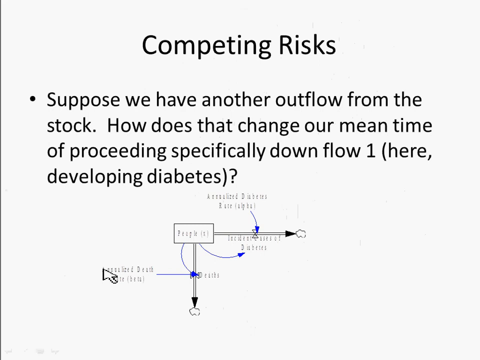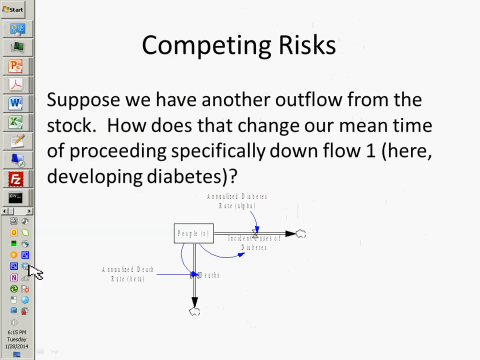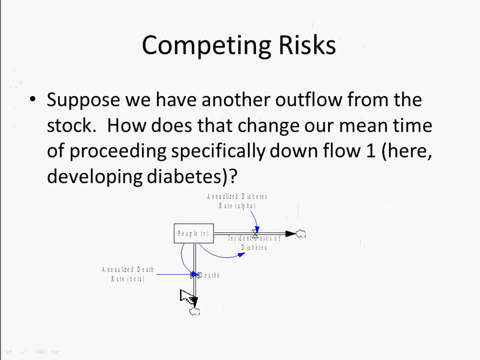One is associated with a chance of alpha per unit time of developing diabetes. Another is a chance per year of dying of beta. How does that change things? Well, it turns out it doesn't change things a lot. Specifically, from the point of view of the stock, there's a chance per unit time that someone will leave one way or the other.